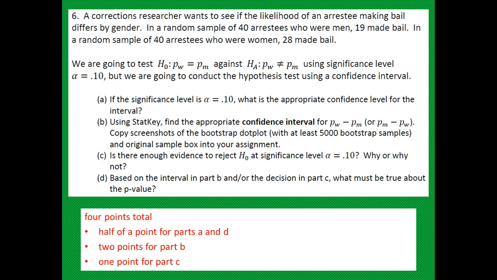And then Part D, what must be true about the p-value? There are 2 possible answers to Part D. One is that it's less than 0.1, and the other is that it's greater than 0.1. It's one of those two things, and that's all you really have to put there for D. You can answer it based on the conclusion in C, or you can use the confidence interval in B. Either way, but those are the two possible answers. Either the p-value is less than 0.1 or the p-value is greater than 0.1. One of those two things is what you want for D.